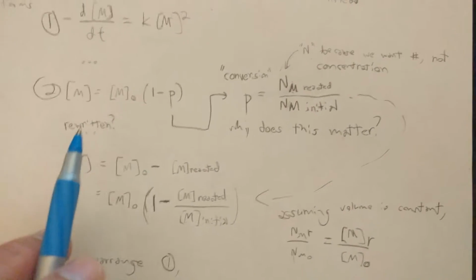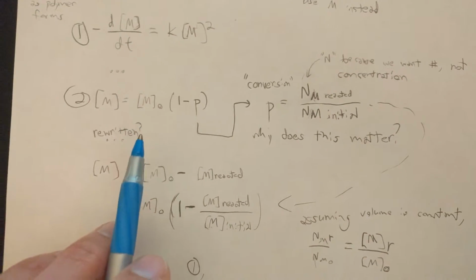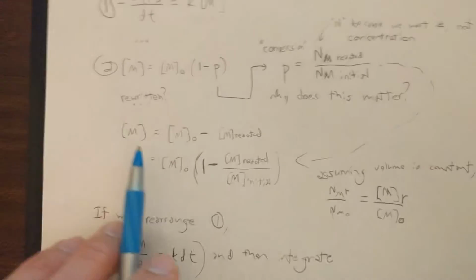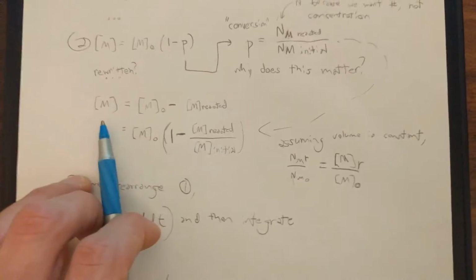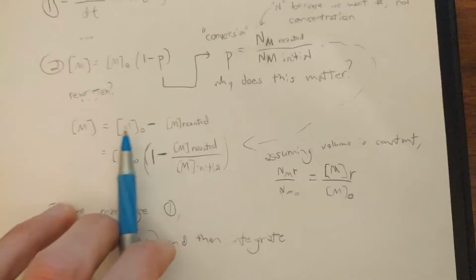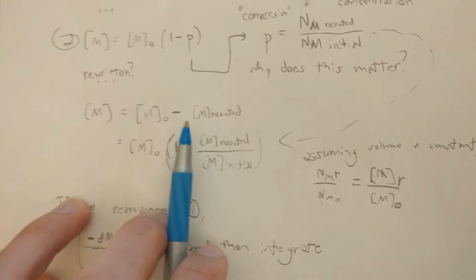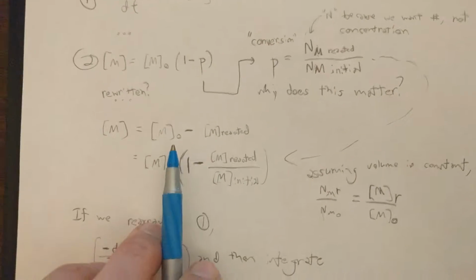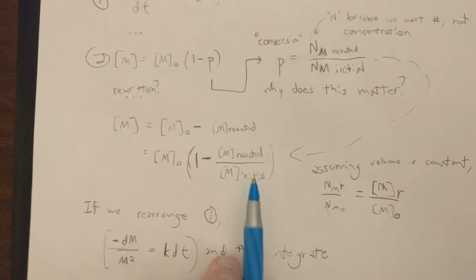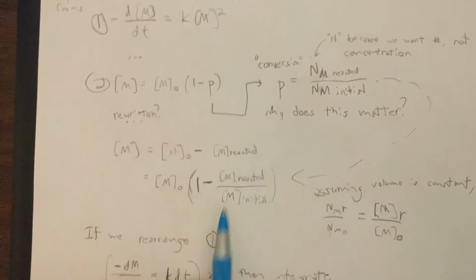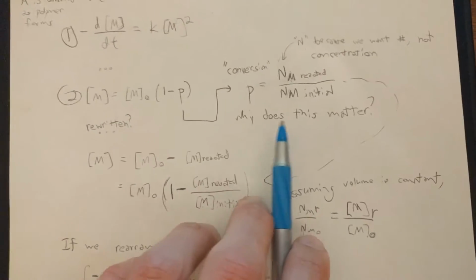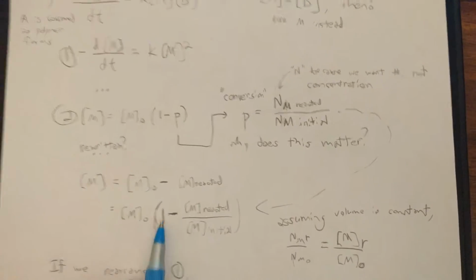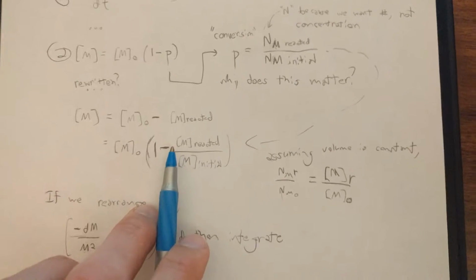Now, after some thinking, I realized this was just a rewritten version of the monomer equation. We have the concentration of monomer currently in the flask equals the initial monomer minus the reacted monomer, right? And then if we just distribute M naught, then we'll get the equation that's up here, right? Where this is in this form. Now, we can assume that the number and the concentration are the same because the volume should be constant over time.